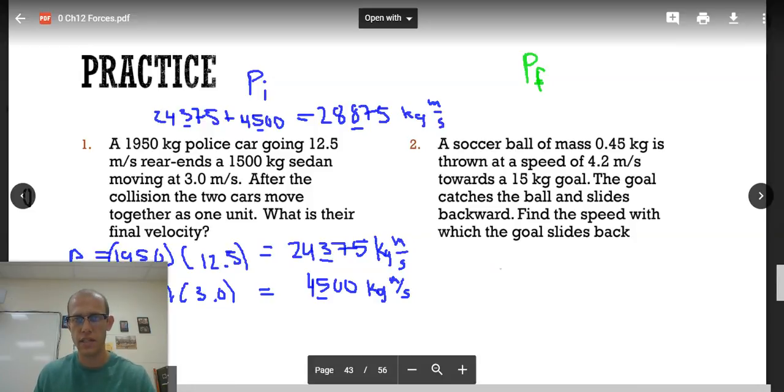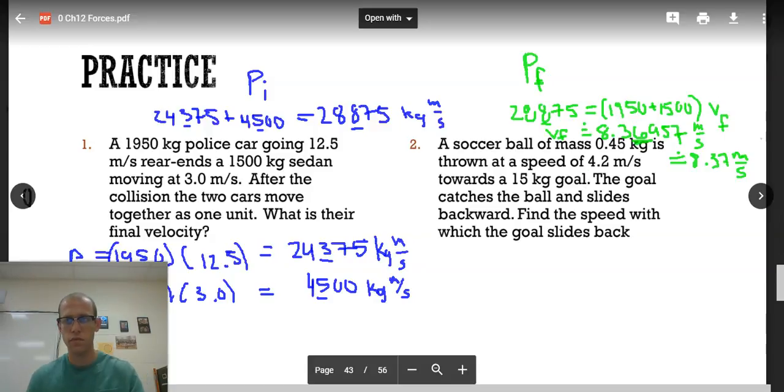So now the final momentum. We know that the final has to equal the initial. So it is also going to be 28,000 approximately. I do know what the mass of both cars are. So the final momentum, which is that, is going to equal the mass of my two cars multiplied by whatever their combined final velocity is. So that's the one thing I don't know. So I just have to solve for that. So adding these two masses together, and then I'm going to divide them to the other side. When I divide, I get approximately 8.36957, and that continues on.